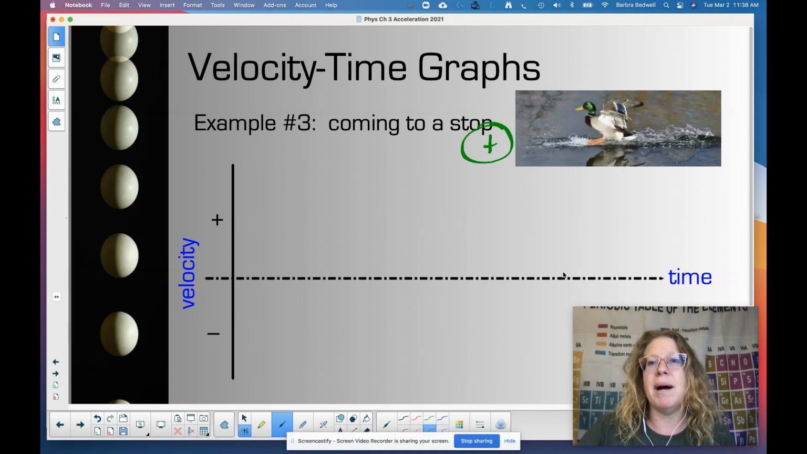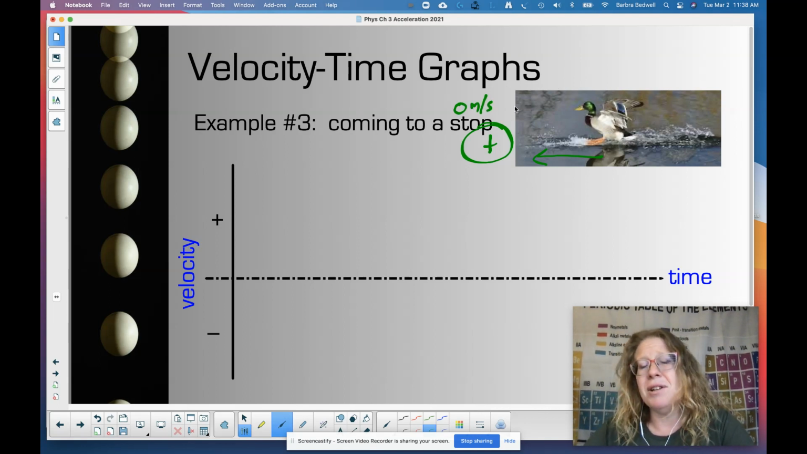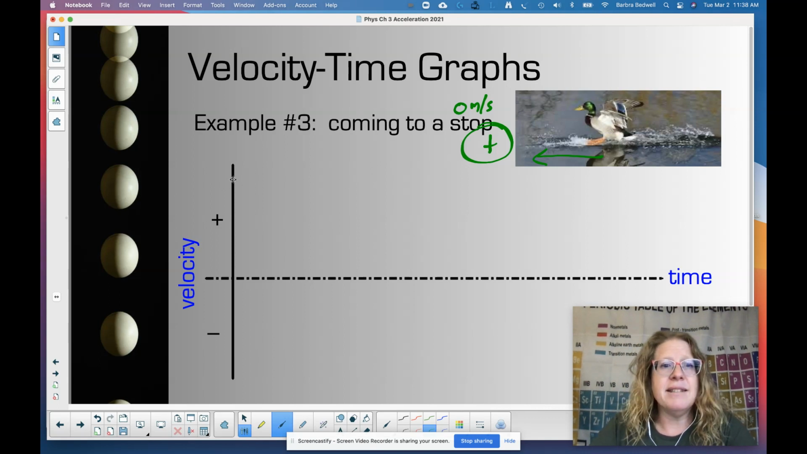So let's say that this is our positive direction. So he's going this way. I'm going to define that as being positive in this case. What's his speed doing? Well, his velocity is going from, say, 10 meters per second to 5 meters per second. And if he's coming to a stop, at the end, he's going to be going 0 meters per second. So what is that going to look like? Well, he's going to start at, say, 10 meters per second, hits the water. He's going to be slowing down over time and eventually coming to zero.